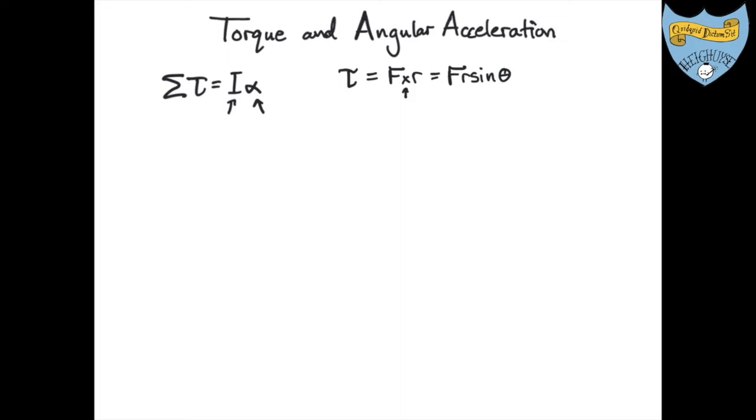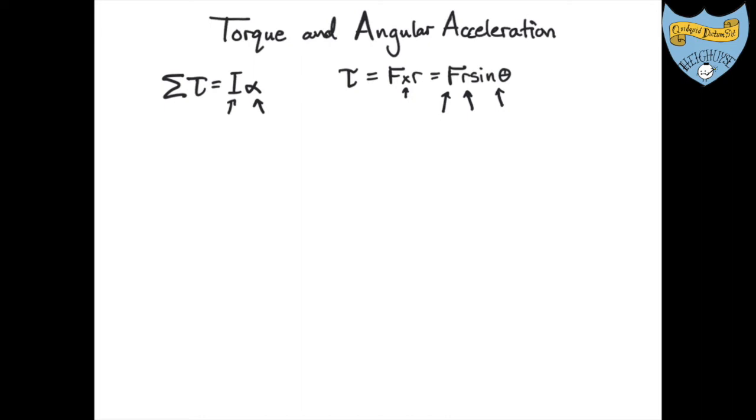The F in the equation, F cross R, is the force which is causing the rotation of the system. R would be the distance from the pivot where that force acts. And then we'll look at the sine function in the context of a few different specific examples.